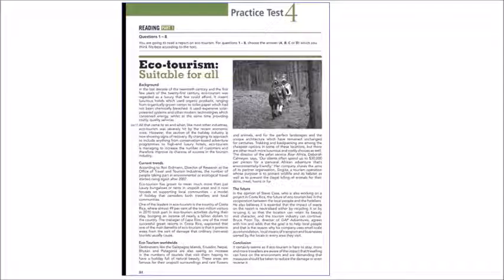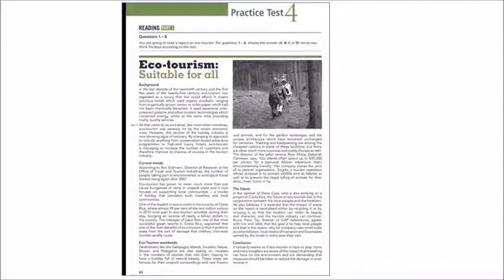It used expensive solar-powered systems and other modern technologies which conserved energy, whilst at the same time providing costly, quality services. All that came to an end when, like most other industries, ecotourism was severely hit by the recent economic crisis. However, this section of the holiday industry is now showing signs of recovery by changing its approach to include anything from conservation-based adventure programs to high-end luxury hotels. Ecotourism is managing to increase the number of customers and therefore improve its chances of success in the tourism industry.